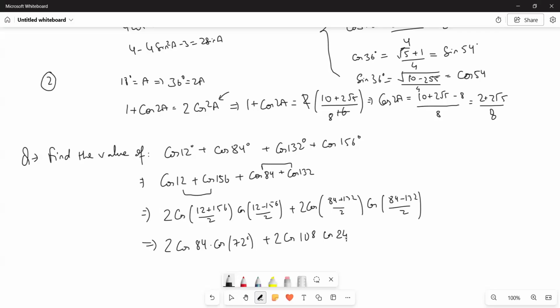108, 90 plus 18, and 84, 24. एक काम करो, I think we have messed up the pairs. Okay, yes we have actually. ऐसे भी हो जाएगा, but then it becomes complicated. कोई पॉइंट नहीं है। We have actually, sorry, my bad, I have messed up the pairs.